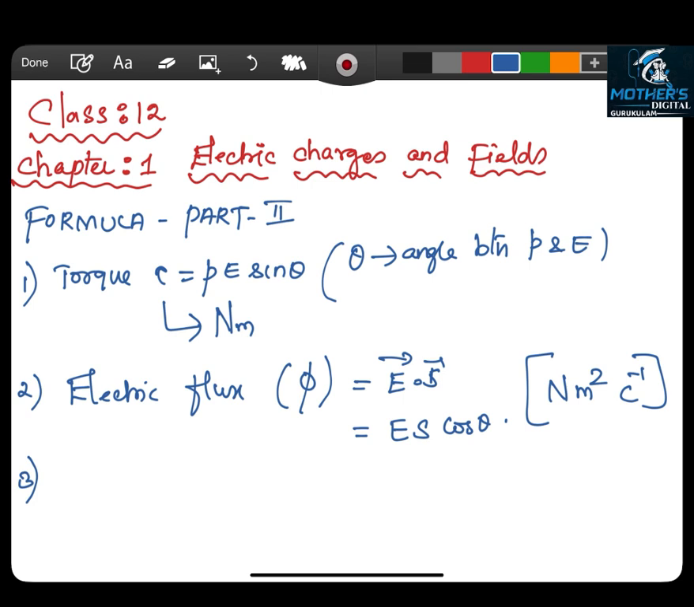Third one, according to Gauss theorem, the flux can be written as integral E vector dot dS vector, which is equal to Q by epsilon naught.